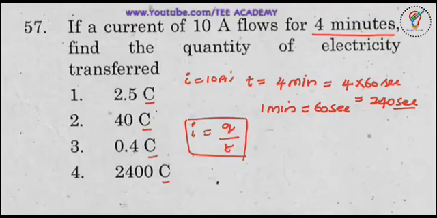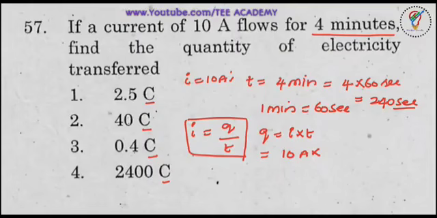Now they asked for the Q value. So Q is nothing but I into T. What is I? I is the current, given as 10 amperes, into time. Here the options are 40 C, 240 C. If you take the time as 4 minutes, you will get the answer 40. That is wrong, because the time has to be represented in seconds.